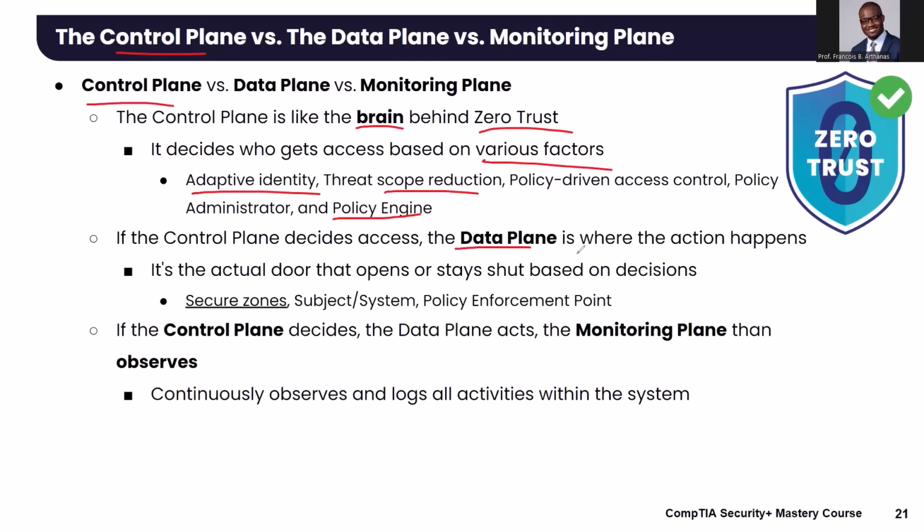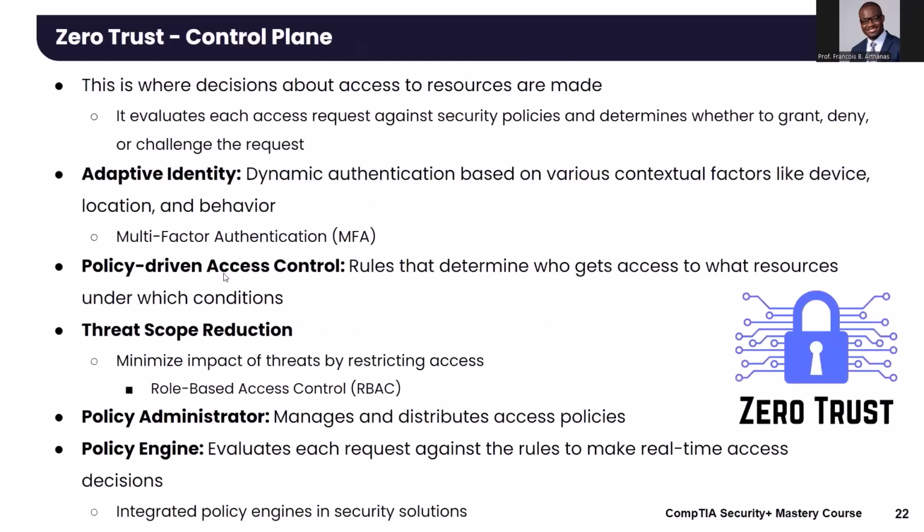That's where the data plane comes in. The data plane is where all the action, all the enforcement actually takes place. And this is where the secure zones are, those micro-segmentations that I was talking about. The control plane decided what needs to be done, and the data plane goes in and puts that into action, enforcing the policy. Now, the monitoring plane is just observing things. It's watching and reporting, hey, this has just happened, this has just happened, and so on and so forth. So let's take a look at this in a little bit more depth.